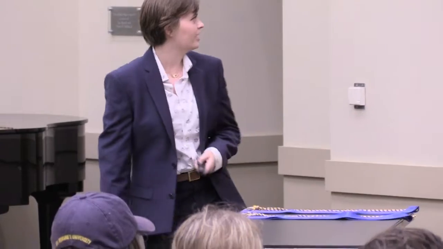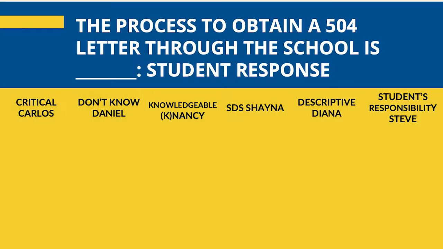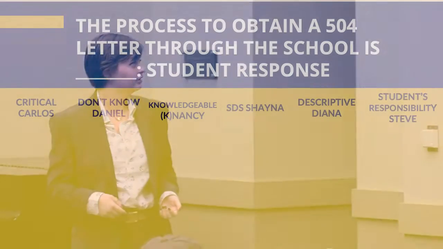I did the same thing for students because I wanted to see the difference. So, back to Critical Carlos. There were 7 of these, and all of them were talking about how the process was either unknown or super duper frustrating for students. Don't Know Daniel also had 9 references coded. A lot of people, even disabled students on campus, either don't use 504s or don't understand the process. There's still an advocacy gap there.